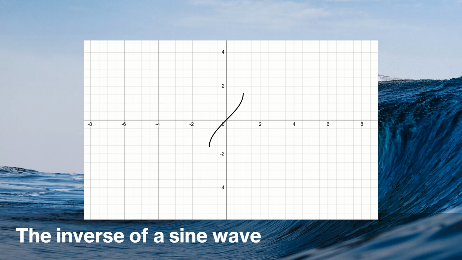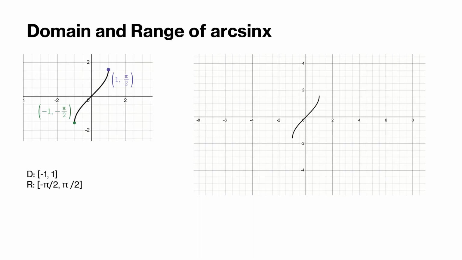Note its domain and its range. The domain makes sense because the domain of the arcsine of x is going to be the same thing as the range of the sine of x, which would be from negative 1 to 1. But the logical reason behind why our range is from negative pi over 2 to pi over 2 goes back to the unit circle. So let's go back to the unit circle.